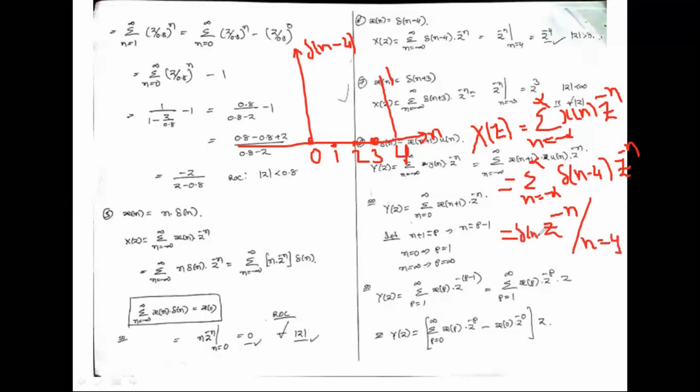And here the delta of n minus 4, at n is equal to 4, the value is 1, and z power minus 4. It becomes 1 by z power 4. Just here, z power minus 4. And now, 1 by z power 4 exists except at z is equal to 0. Except z is equal to 0, all the values exist here, because whenever z is equal to 0, you substitute 1 by 0, which is infinite. The entire z plane is the ROC except z is equal to 0. Okay.